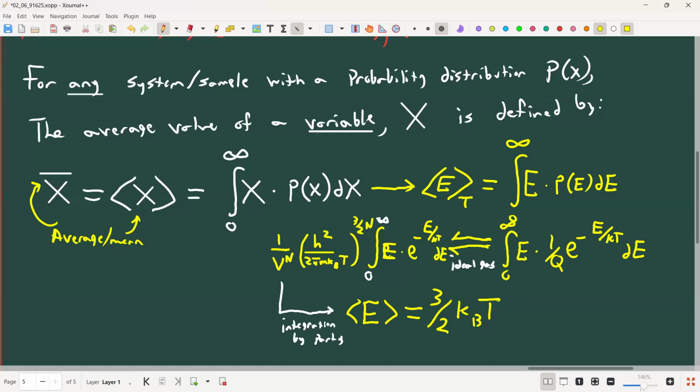This is a beautiful equation, right? All it says is that for an ideal gas, if you know the temperature, remember temperature is in Kelvin, kB times T is joules. So this converts temperature into energy, and it's just 3/2 of that. It's amazing how simple that is.